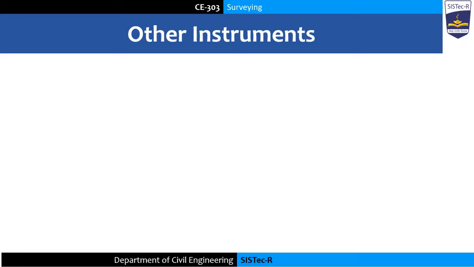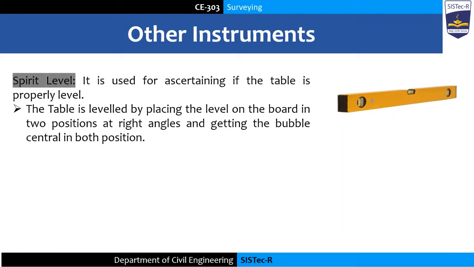Some other instruments are also required in plane table surveying. The very first one is the spirit level. Basically the spirit level is used for ascertaining if the table is properly level. That means this spirit level is just used for leveling the table. It essentially consists of a horizontal flat base so that it can be properly placed on the table. It consists of a bubble by which you can level the table.